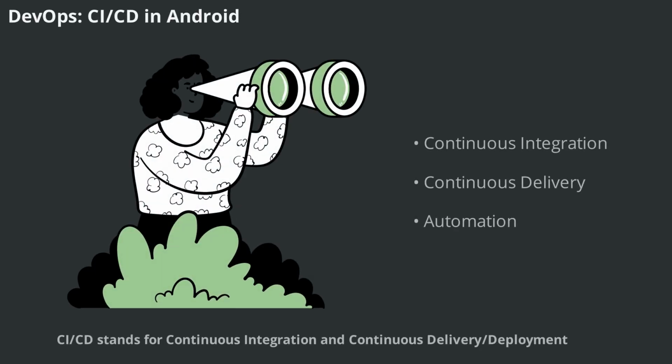CI/CD stands for Continuous Integration and Continuous Delivery or Deployment. It automates building, testing, and delivering Android apps. Tools like GitHub Actions and Bitrise are commonly used. Interviewers may ask about your experience with CI/CD pipelines.